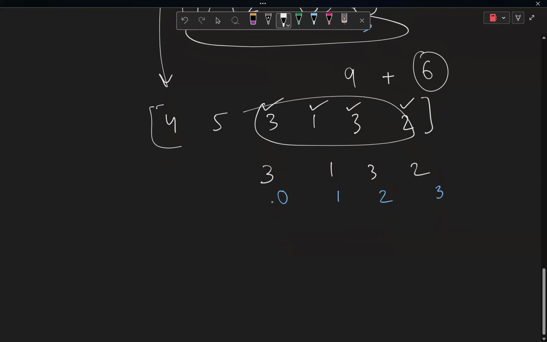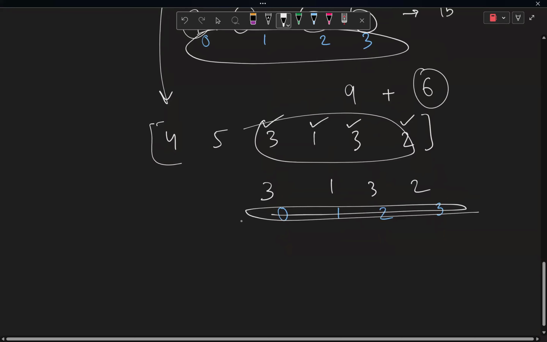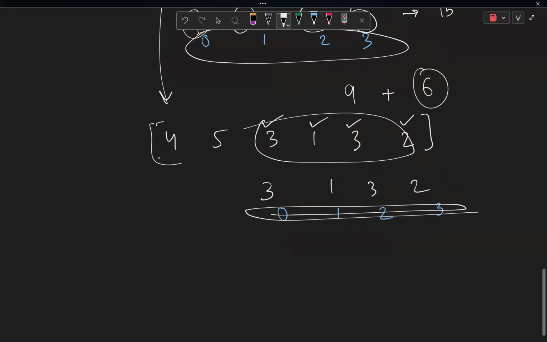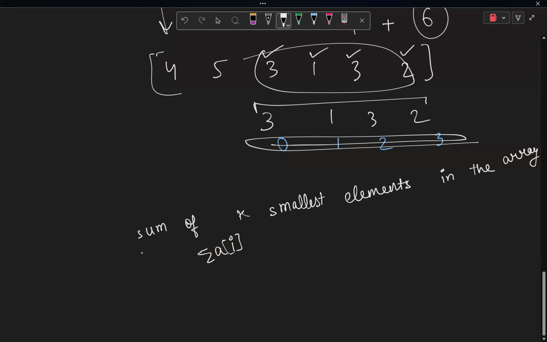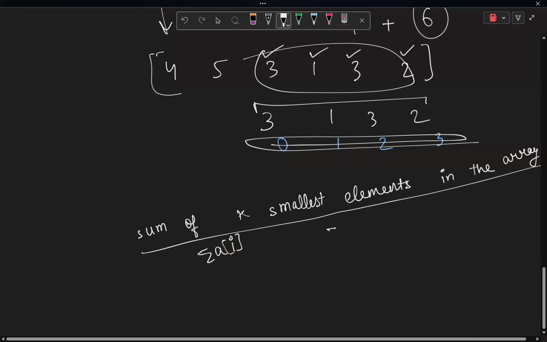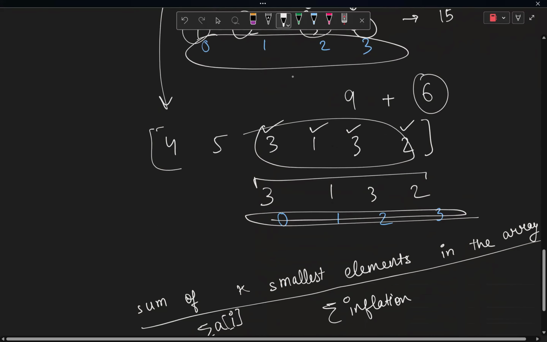If you just leave aside this part of inflation, it does not matter in which order the elements are. You can just sort the array and find out the answer, because you will have to find the sum of k smallest elements in the array, right? Since you want to minimize this sum of ai, you would like to find this value. And the other part, inflation, is not really depending upon which days you chose, right?